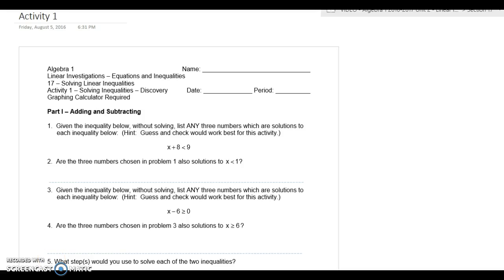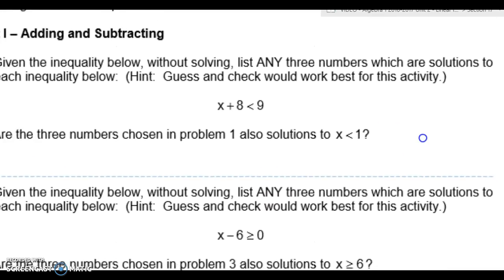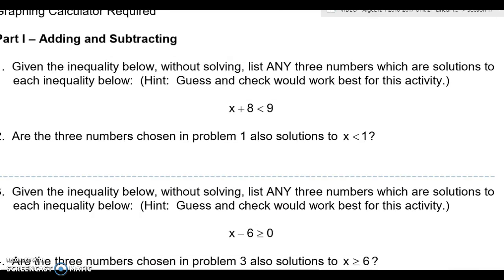In section 17, we're looking at solving linear inequalities. The nice thing is that our process to solve linear inequalities is not very different from solving linear equations. What is different is the number of answers that we get and some other minor details. So in an inequality, we're going to have something that looks like this.